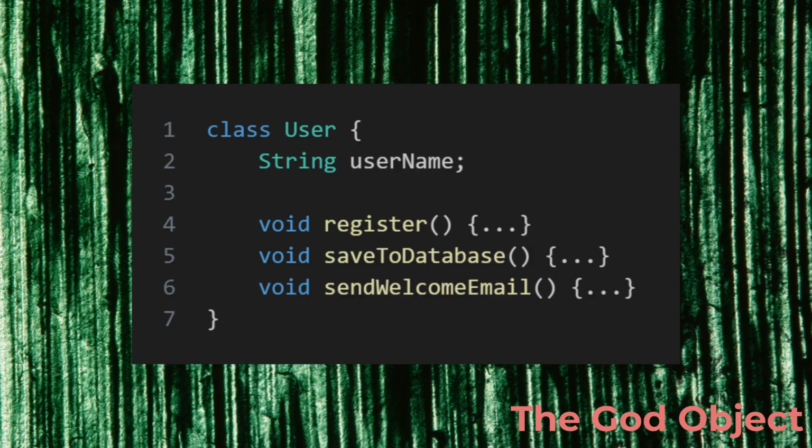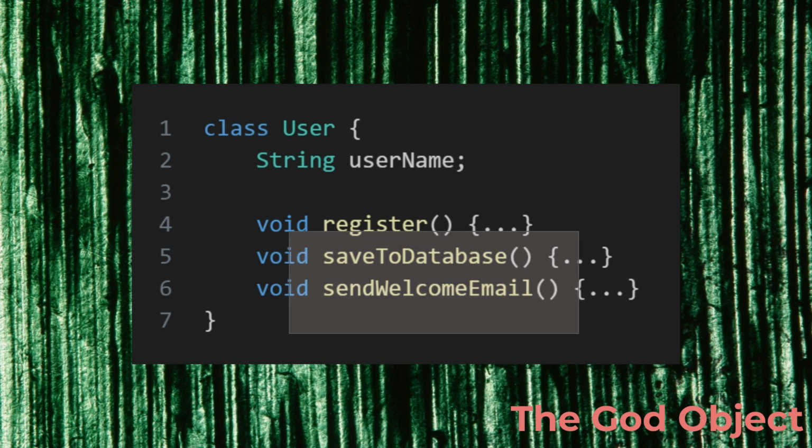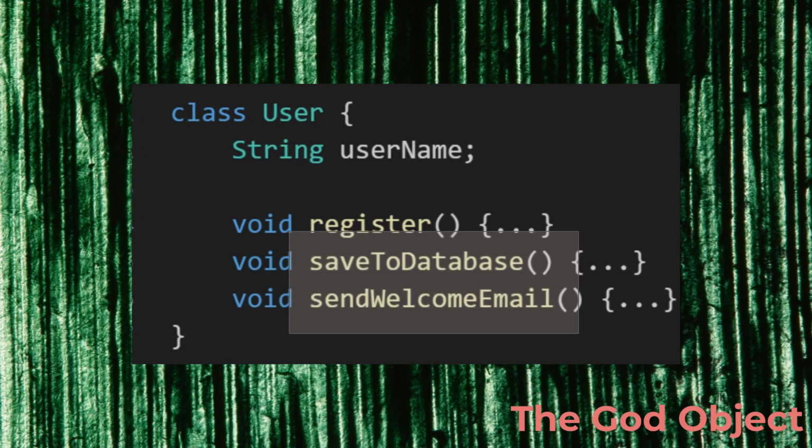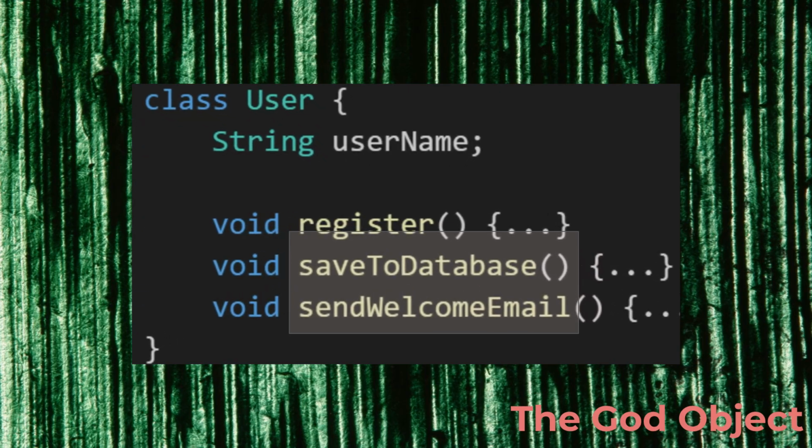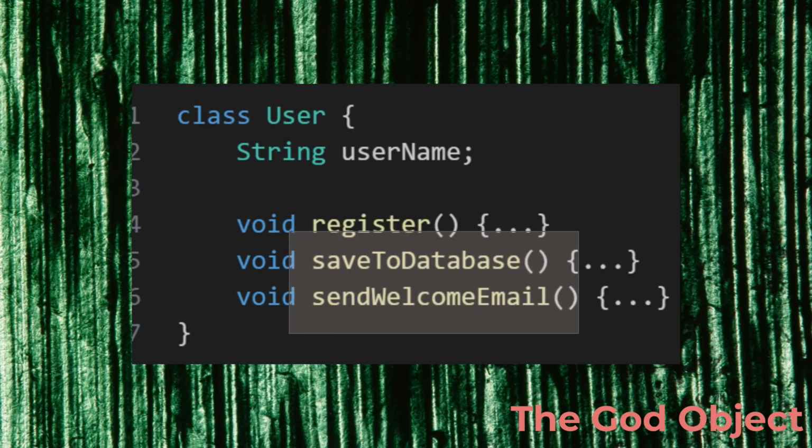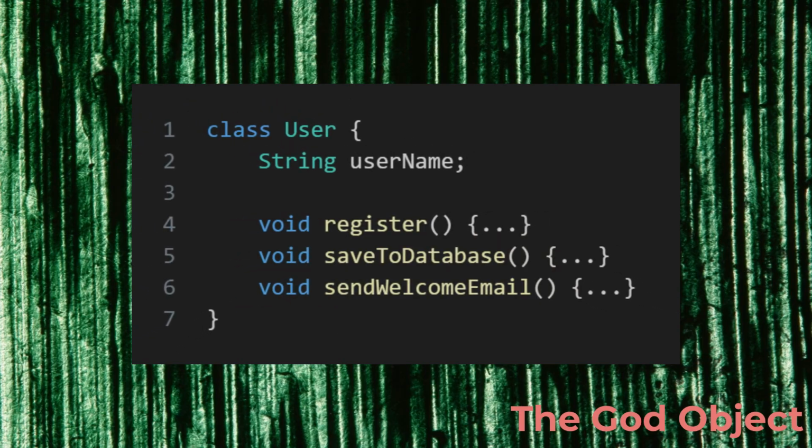Let's look at a typical user class written by a junior developer. It looks logical at first glance. We have a user class that holds data like the username and password, but look closer. It also has a method to save to database and a method to send welcome email. This class is now responsible for three things: business logic, data persistence, and notification services. We call this a God object or a violation of SRP.